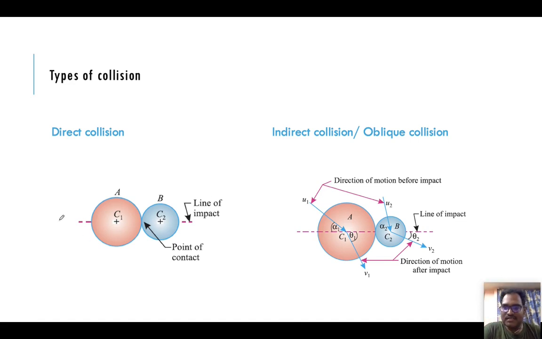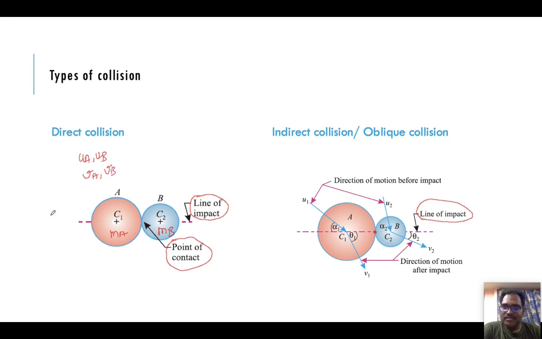There are a few things that you have to remember. First one is line of impact. Next is point of contact. Here again, line of impact is going to exist, and obviously this is your point of contact. This particular A will have a mass ma, and this will have a mass mb. Similarly, you are also going to have ua, ub and va and vb.